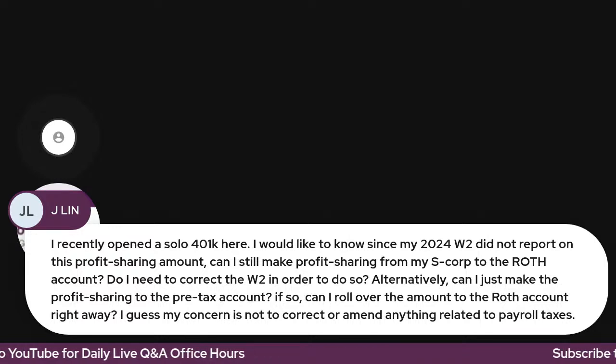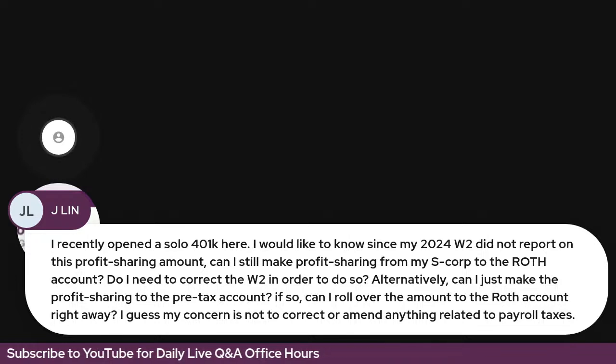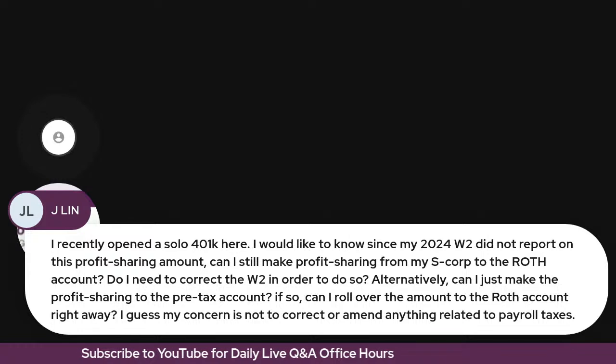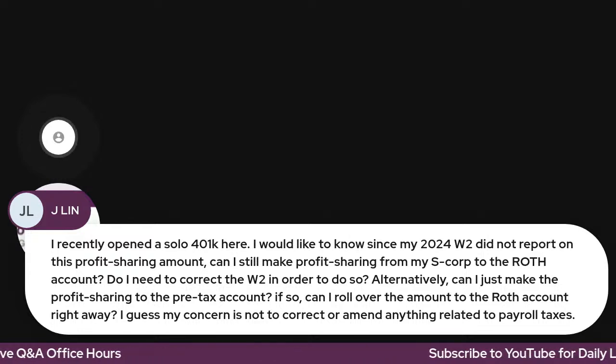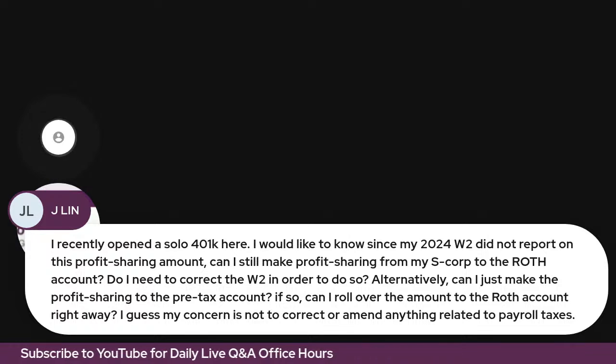Here's a question here. I recently opened a solo 401k. I would like to know, since my 2024 W-2 did not report on the profit sharing amount, can I still make profit sharing S-corp to the Roth account? Do I need to correct the W-2 in order to do so? Alternatively, can I just make the profit sharing to the pre-tax account? If so, can I roll over the amount to a Roth account right away? I guess my concern is not to correct or amend anything related to payroll taxes.